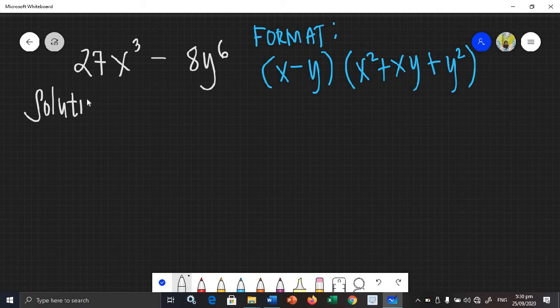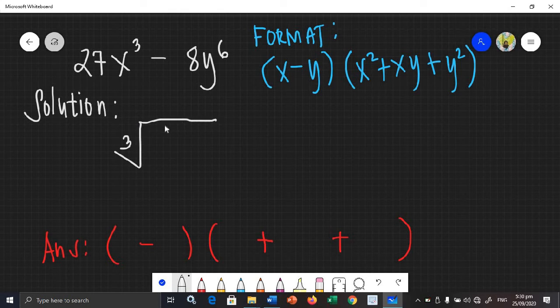So, writing the solution, and then the answer here below, the answer is also composed of a binomial and a trinomial. The sign of the binomial is negative kasi according sa given. And then, yung sign naman ng trinomial is positive lahat. Okay? So now that everything is set, let's solve for the terms of this binomial by finding the cube root of this given.